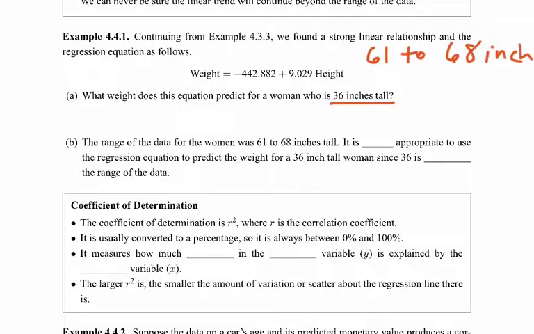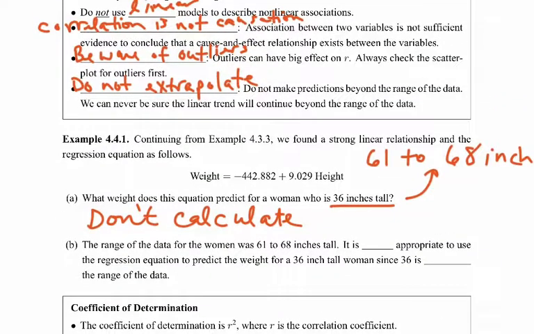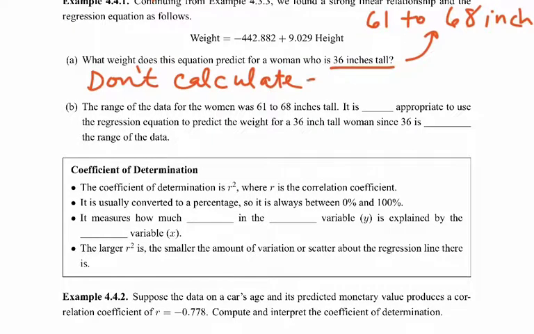36 inches probably isn't a realistic height for an adult woman, but that aside, the issue is that it is outside of the range of data we were working with. So we're not going to even bother to calculate this. Don't calculate, because this would be doing what? Since 36 is outside the range of data, this would be extrapolating. That's what we want to avoid.